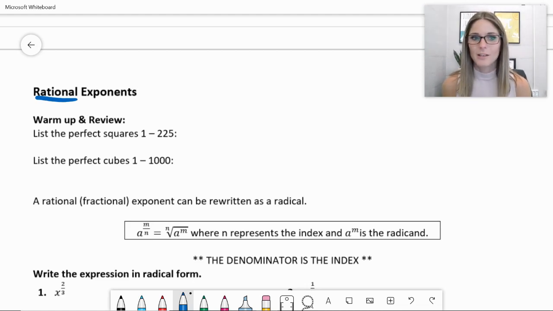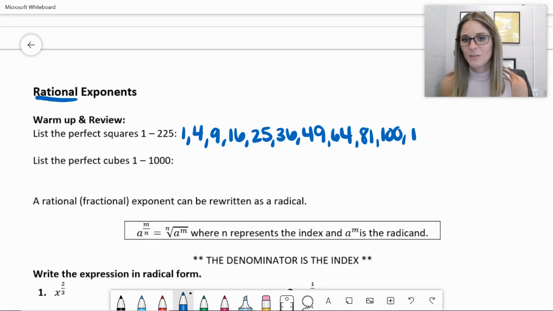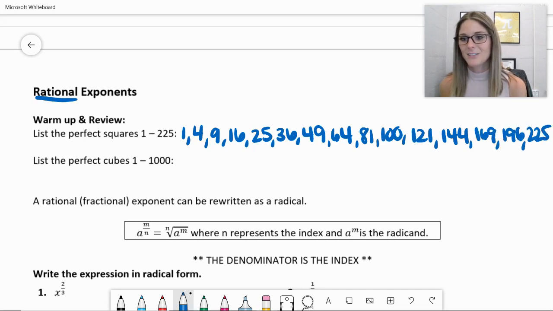So like 1 times 1 is 1, 2 times 2 is 4, 3 times 3 is 9, 16, 25, 36, 49, 64, 81, 100, 121, 144, 169, 196, and you made it, 225. Okay, there's your perfect squares.